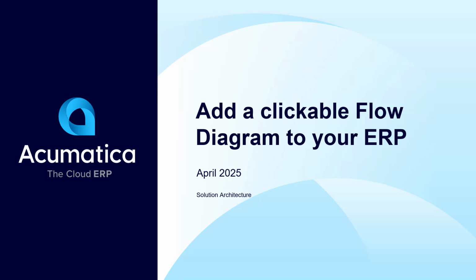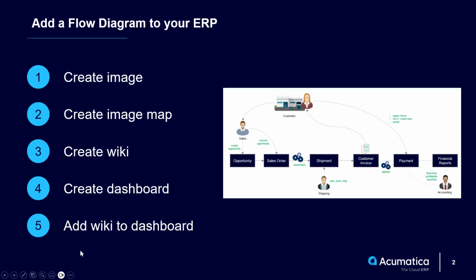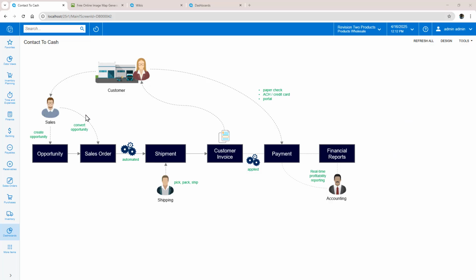In this video, I'm going to show you how to create a clickable flow diagram, agenda, or any other image that you might have and put it inside your Acumatica ERP. It's basically a 5-step process I'm going to follow, and here's an example of a useful flow diagram that might be helpful. So if I switch over here to my ERP site, here's that flow diagram in a dashboard that's actually just a wiki page.